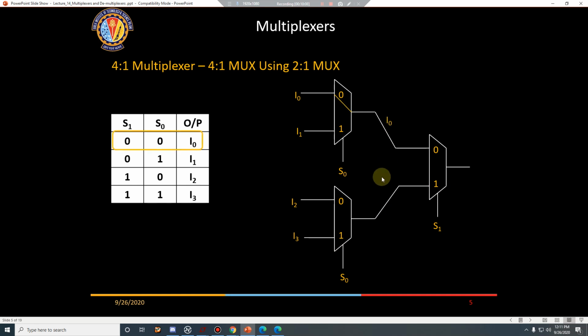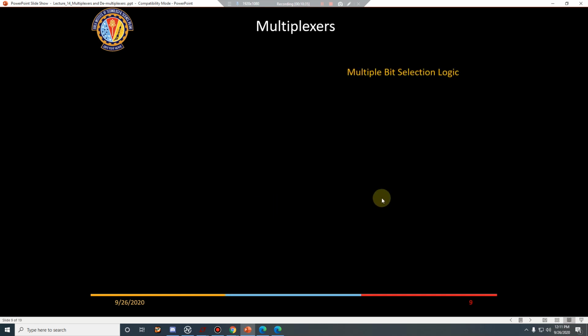So this is how it gets connected. For S1 S0 equal to 0 0, it's getting connected from here. For this combination, I1, we discussed for different combinations how it's going to get connected. For the last one, I2, it's going to get connected here.